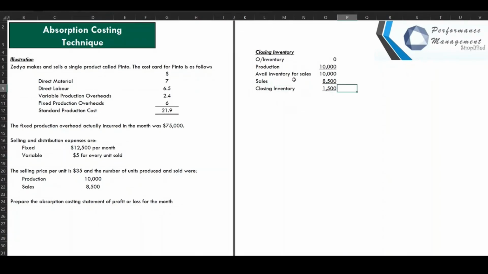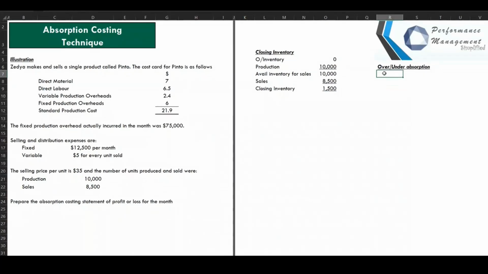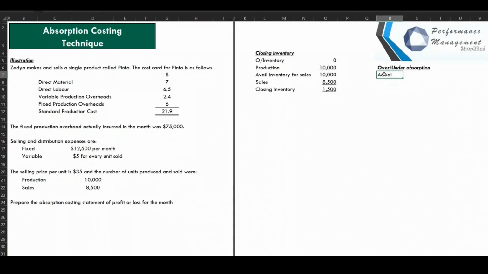So the next thing we'll do, ordinarily, if this was the marginal costing technique, is to jump straight into the profit statement. But we will still have to check one more thing, that's the case of over or under absorption. We'll have to check if we have over or under absorption, as that would have an influence on our profit eventually. We explained this in an earlier video. We'll compare the actual overheads with the absorbed overheads.